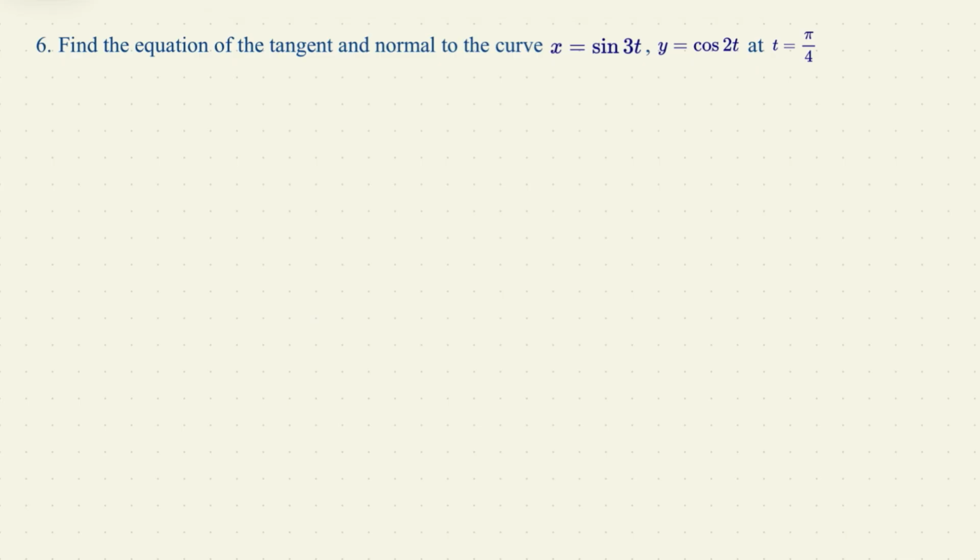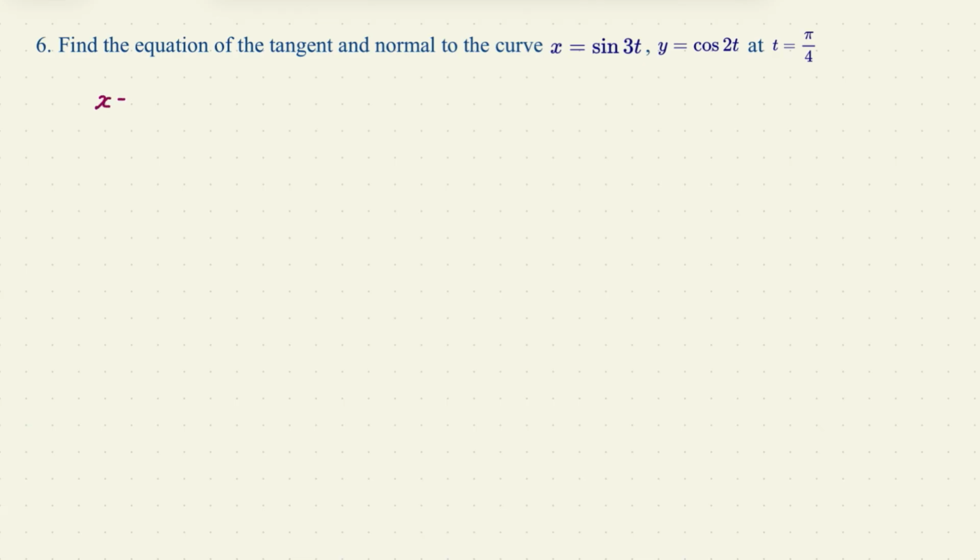Question 6. Find the equation of tangent and normal to the curve x equals sin 3t, y equals cos 2t at t equals pi by 4. So here x is a function of t, y is a function of t. So we will first differentiate these two equations with respect to t.